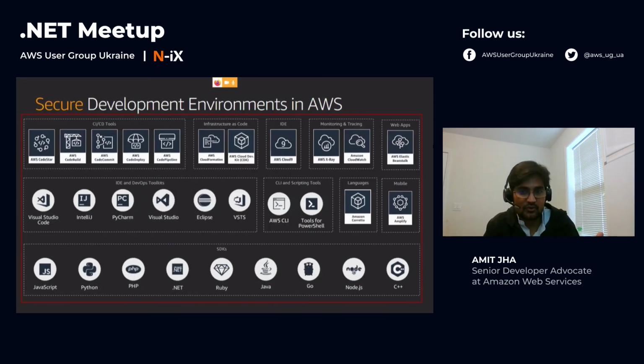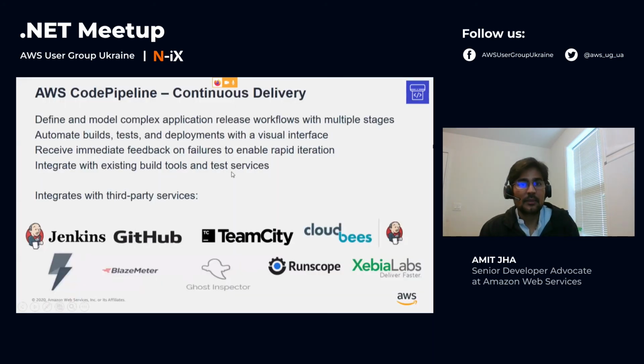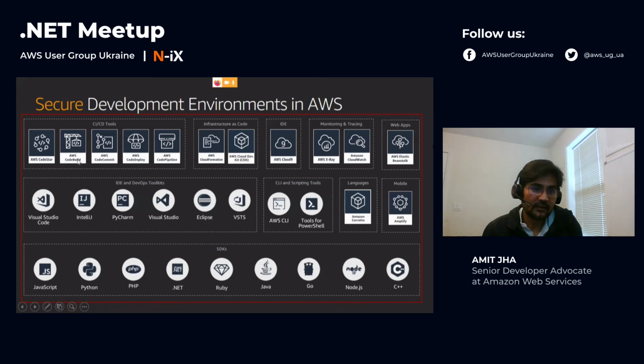I mean, we discussed Visual Studio, but does AWS have only Visual Studio? No, we have it for IntelliJ, PyCharm, Eclipse, VSTS, and we have many other languages supported other than .NET too, right? But we have our own CodeSuite services: CodeBuild, CodeCommit, CodeDeploy, CodePipeline. One beauty of it is you don't have to use the AWS CodeSuite services. You can plug and play.